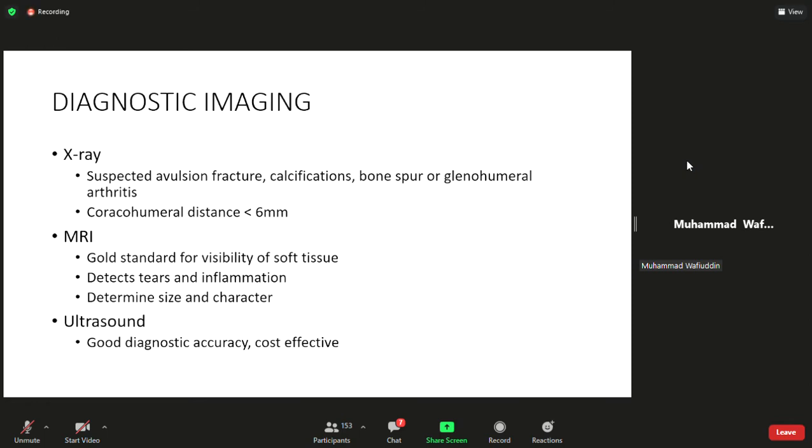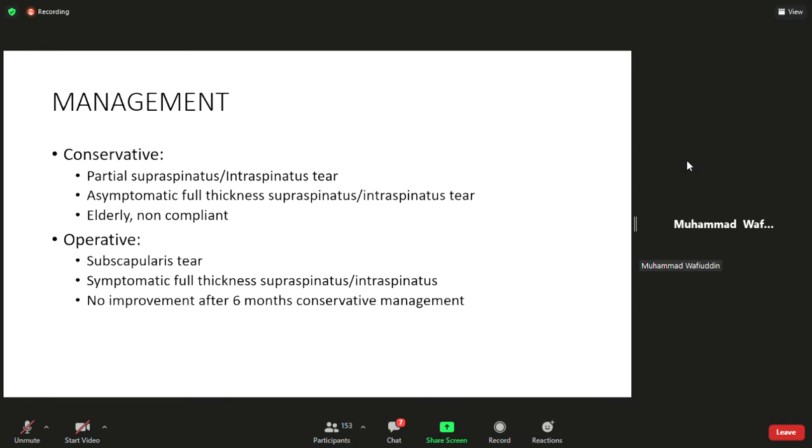And ultrasound is not done often. Okay, management. If there's a partial supraspinatus or infraspinatus tear, if it's an asymptomatic full thickness tear where the patient has no pain, if the patient is too elderly, if the operation will cause more harm, or the patient is non-compliant and will not adhere to the rehab process after the operation, usually we plan for conservative treatment for the patient.